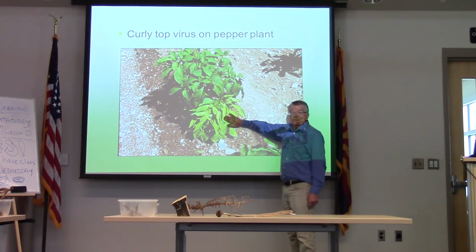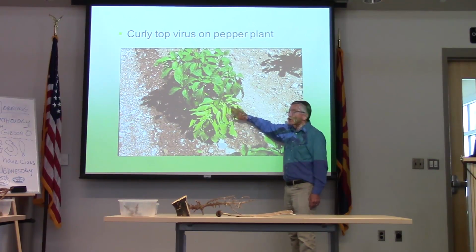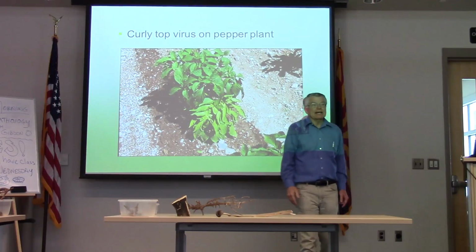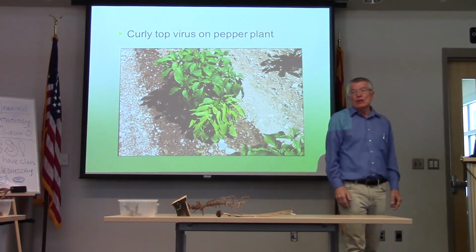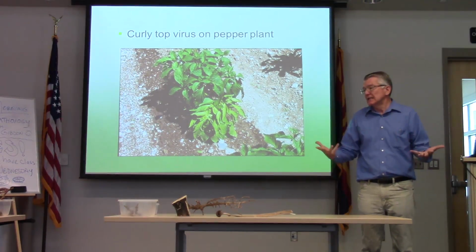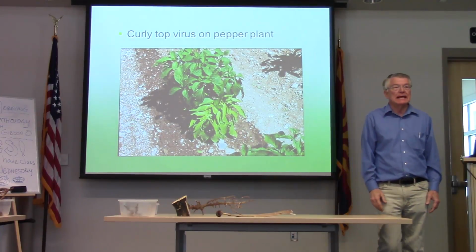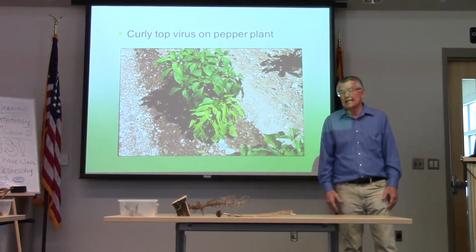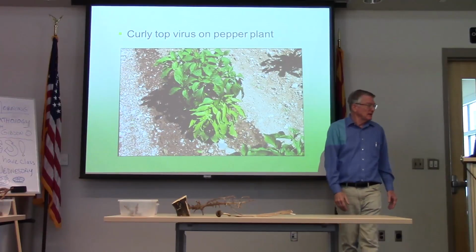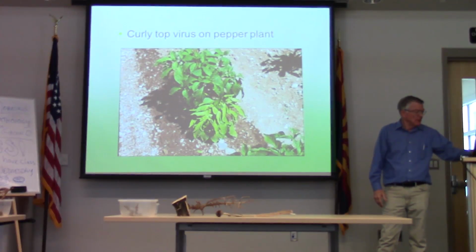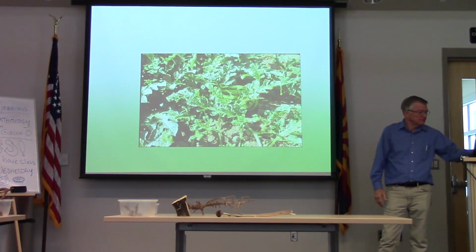In a virus, the yellow goes across the veins. We call that symptom a mottle symptom, M-O-T-T-L-E, mottle symptom, where we get a lot of different types of coloration.